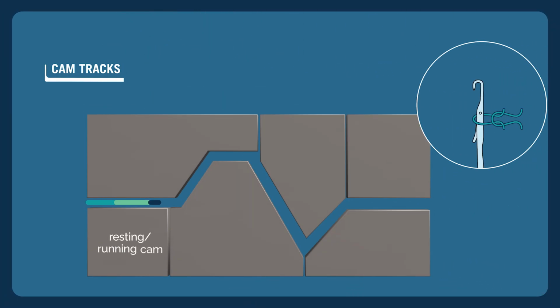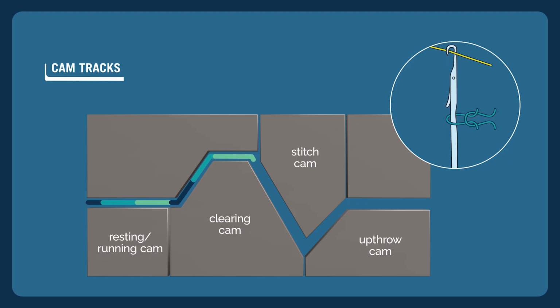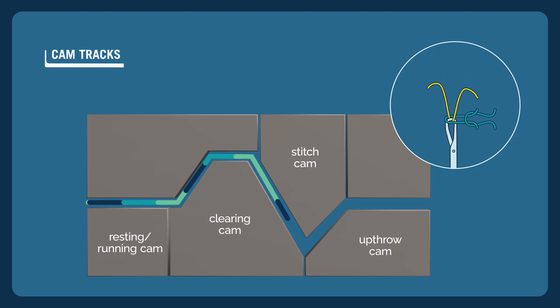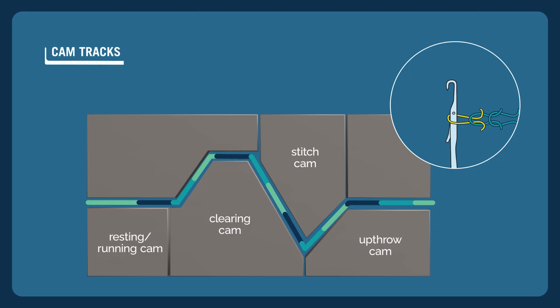At the rest or running position, the needle runs straight over the rest cam. When it hits the clearing cam, it rides up at a steep angle, forcing the needle to rise and clear the old loop. The needle then drops when it contacts the stitch cam. As it continues on its path, it catches the new yarn. It moves further down, pulling the new yarn far enough for a new loop or stitch to form as the old loop is cast off. The up-throw cam returns the needle to its resting position so it can begin the cycle again. This full cycle creates the first stitch, the knit stitch.